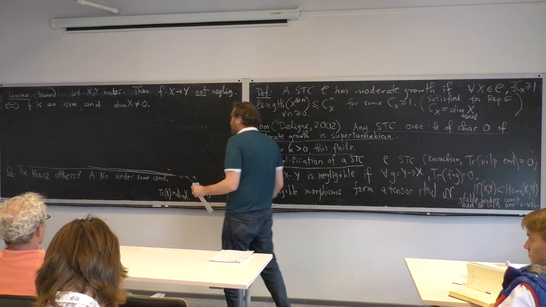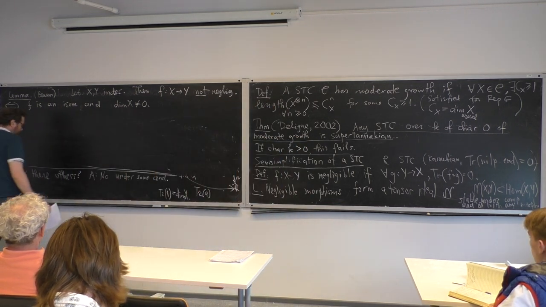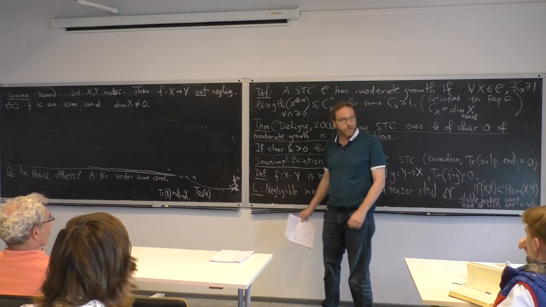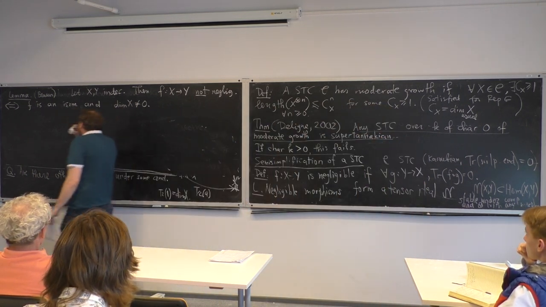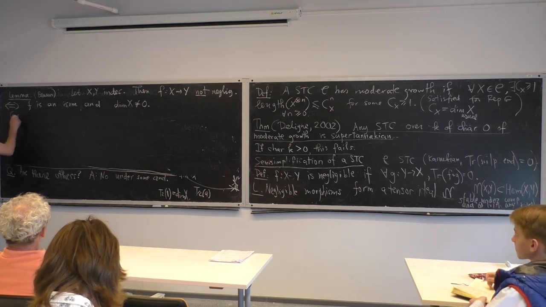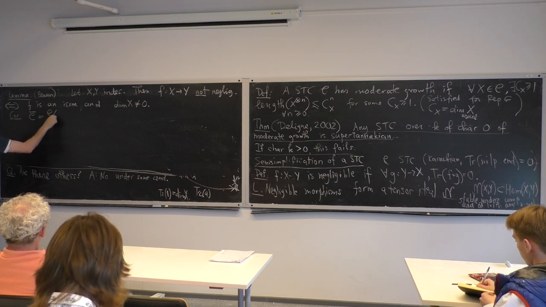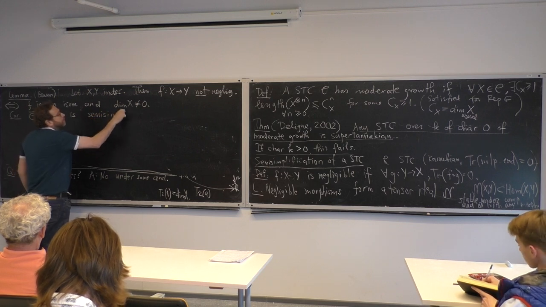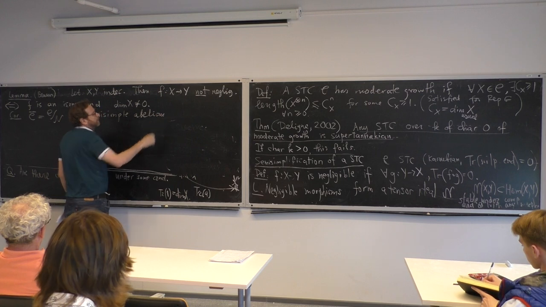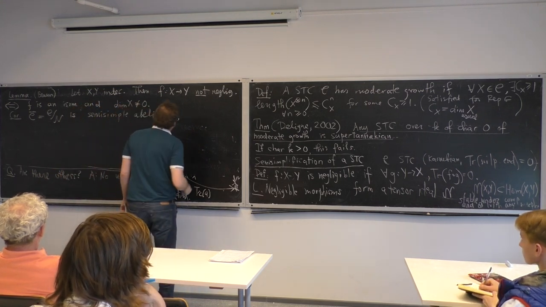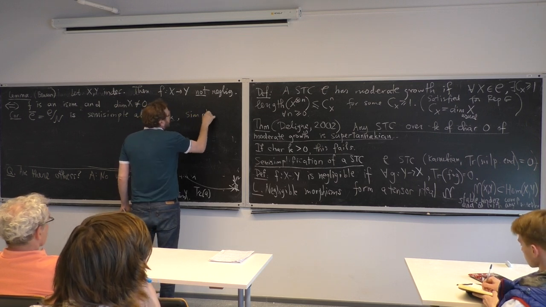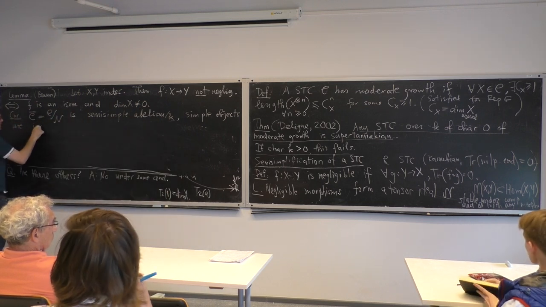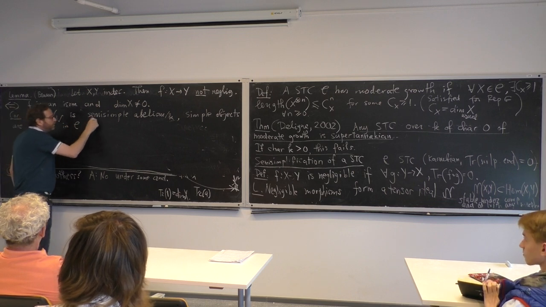So if f is not an isomorphism, it is negligible. And even if f is an isomorphism, but the dimension of X, or equivalently the dimension of Y, is zero, it is still negligible. And the corollary of this: if you consider the category C bar, which is C mod N, then this category is semi-simple abelian over k, and simple objects are indecomposables in C of non-zero dimension.